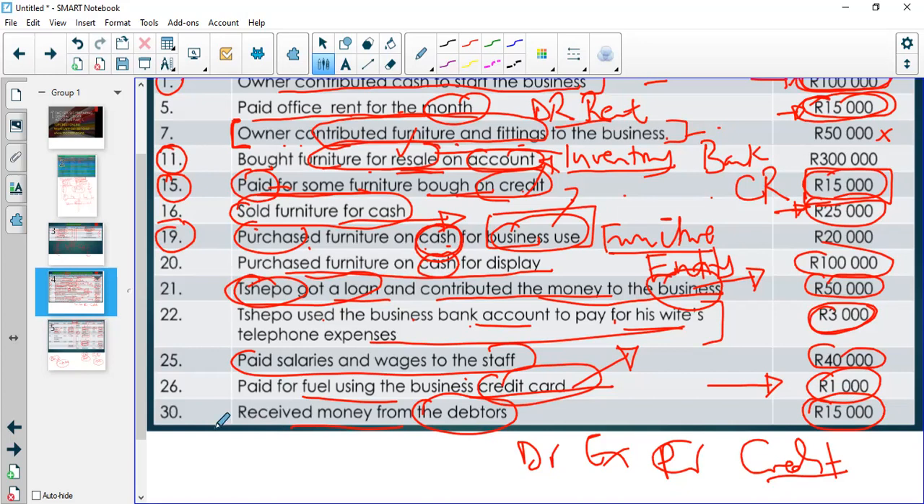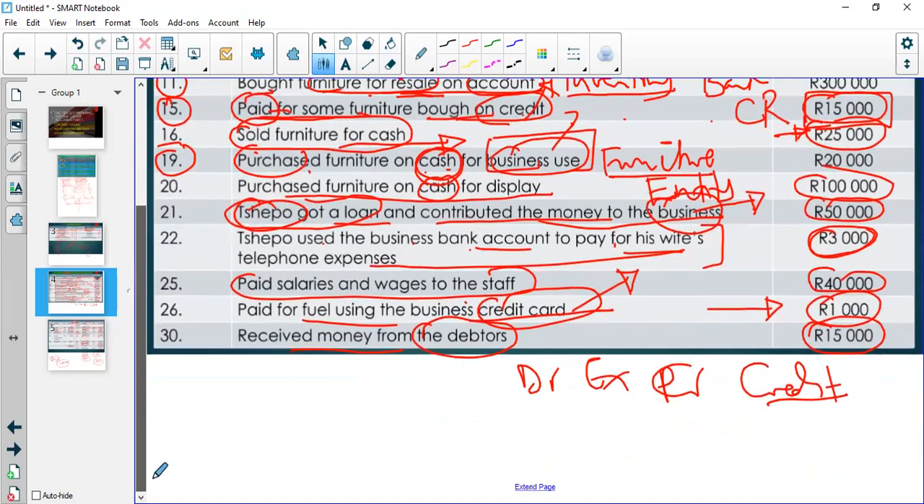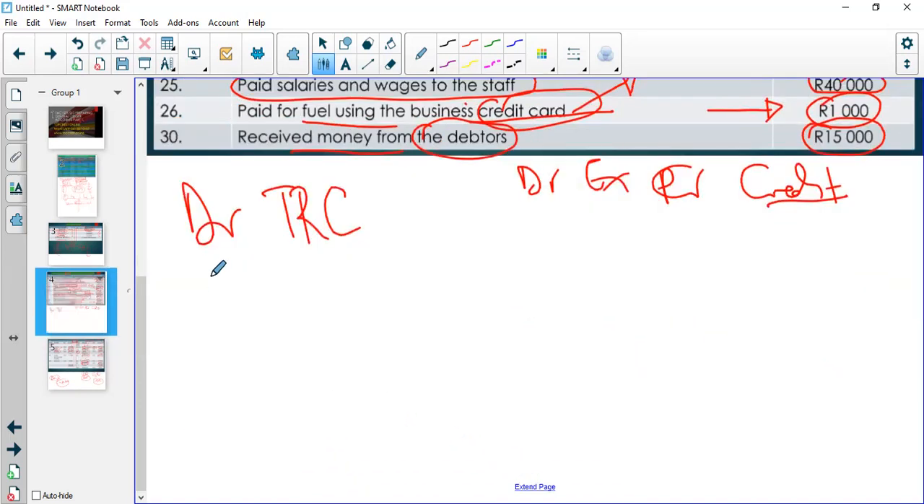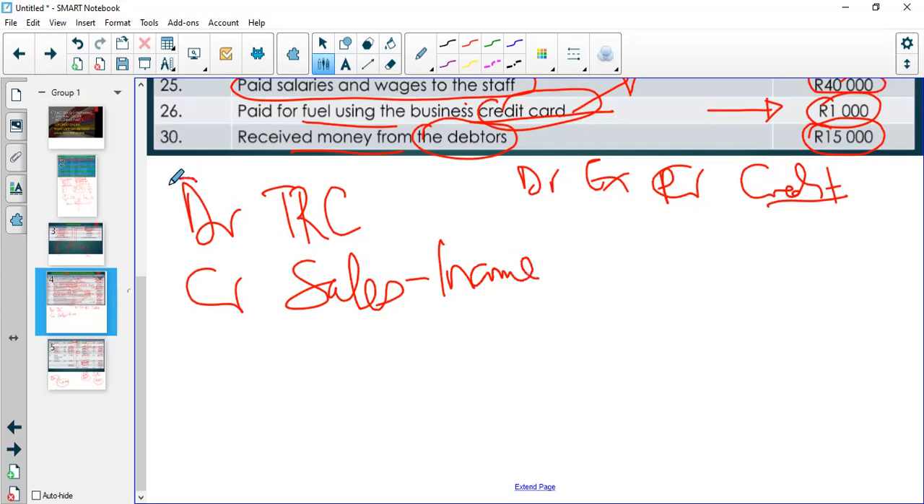Debit trade receivables. So let's just look at a quick transaction. So when we sell on credit, we're gonna debit trade receivables. All right. Then we credit sales. Because sales is income. If we make a sale, our income is increased. But the people haven't paid. So that's why we record them under debtors. But now they eventually pay.